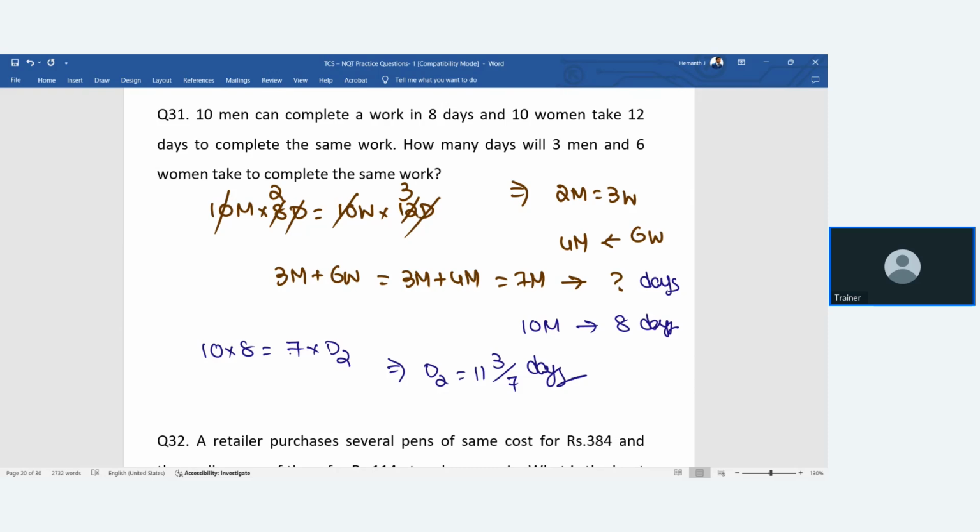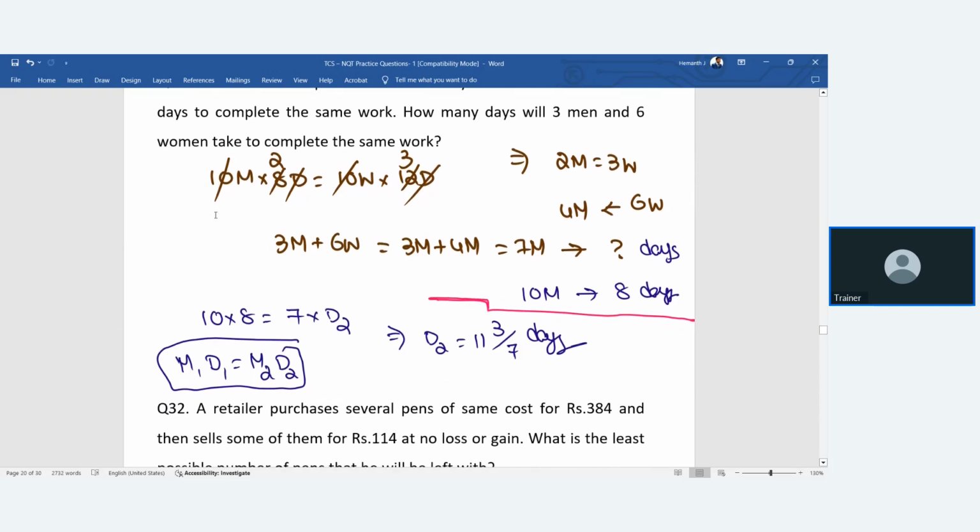So this formula is M1 D1, how many members, how many days? How many members, how many days? It's a part of chain rule. This is all a part of chain rule. Using that, we solve the question. We know 10 men, 8 days. 7 men will definitely take more time.